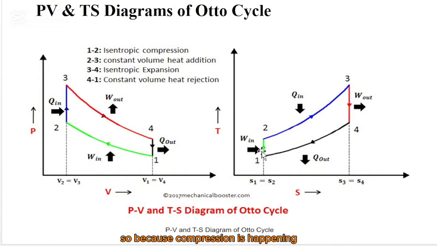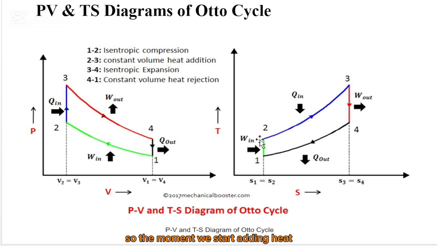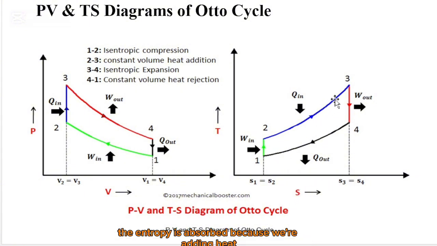Because compression is happening, the molecular collision increases, kinetic energy increases, so there is a sharp increase in the temperature. So you can see the rise in temperature here, 1 to 2. And the second one is constant volume heat addition. Here volume is constant and we're adding heat. The moment we start adding heat, the entropy increases. Not only is the entropy increasing, because we're adding heat, temperature also rises. By adding heat, the molecular collision increases, so therefore the randomness or entropy increases.